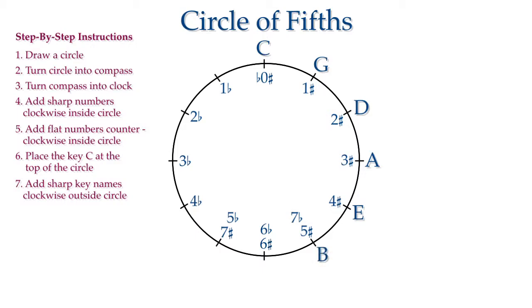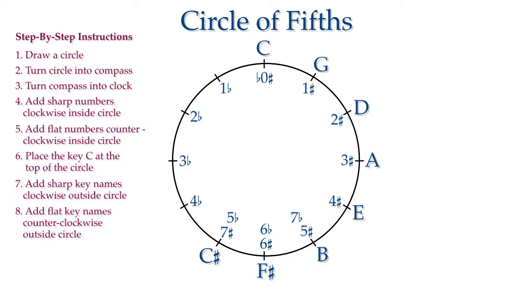The 5th note of the E major scale, B, is the key that has 5 sharps. 6 sharps at the bottom of the circle at the 6 o'clock position is the key of F sharp major, and 7 sharps is the key of C sharp major.